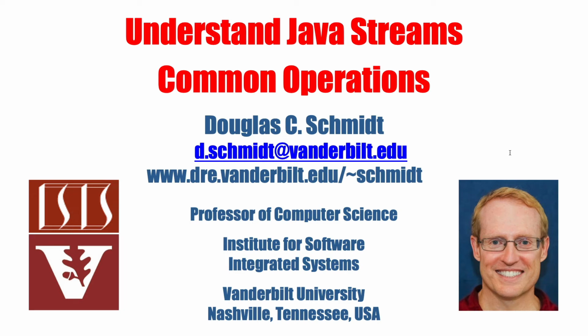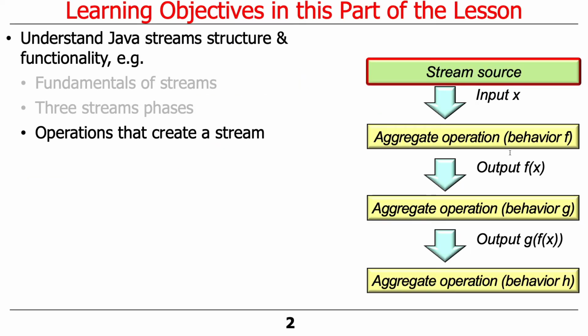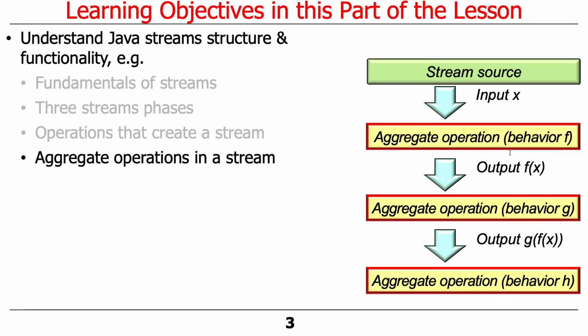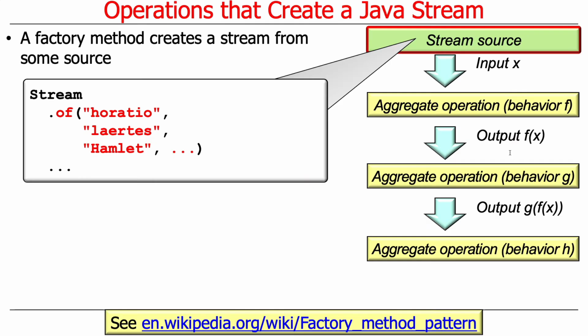So now that we've talked a little bit about the fundamentals of streams, let's start to do a deeper dive into common operations in streams. And we'll talk about operations that are used to create a stream first, and then we'll talk about aggregate operations in a stream that do various processing or filtering or termination of the stream. So we'll start by talking about just a handful of stream creation operators. There's actually a whole bunch more we'll talk about later, but this is just to get the ball rolling.